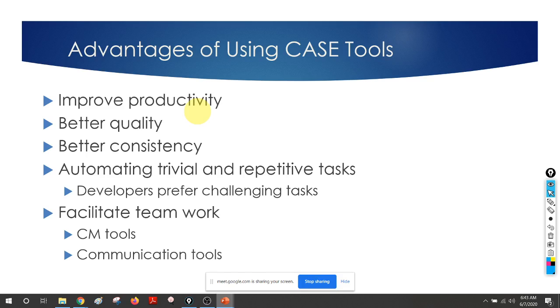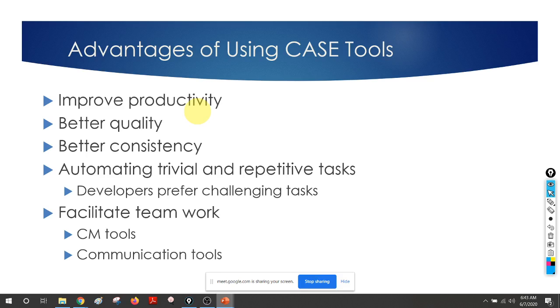So it's going to improve the quality of the product, right? Then of course, as I told you, it's going to improve the consistency. Of course, that is if everyone is using the same tool, or compatible tools, it's going to be really consistent, right? When you are using tools, you can automate trivial and repetitive tasks.